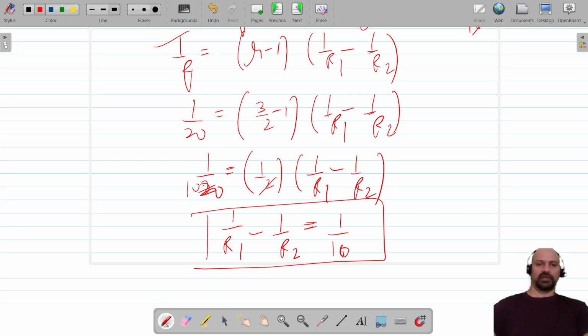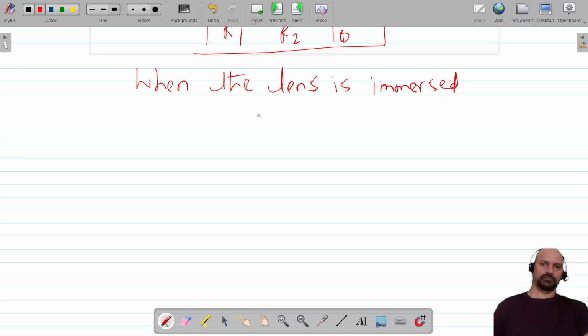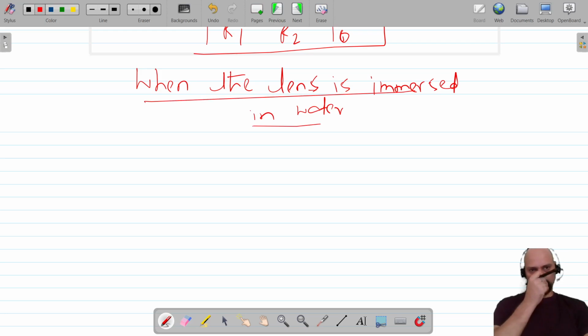Let's keep this. Now we come to when the lens is immersed in water. Now when the lens is immersed in water, we have to find the value of the focal length.